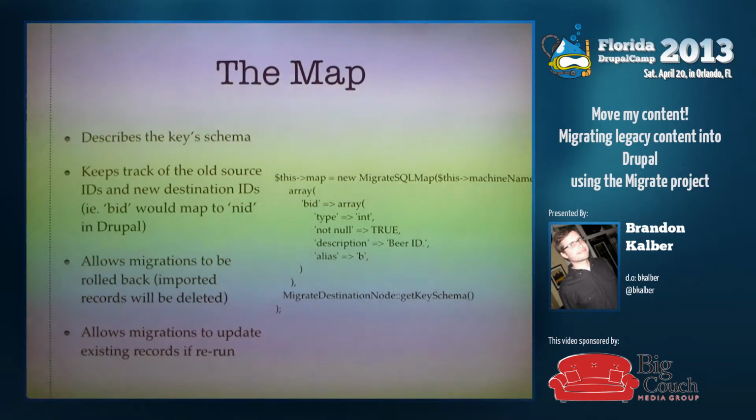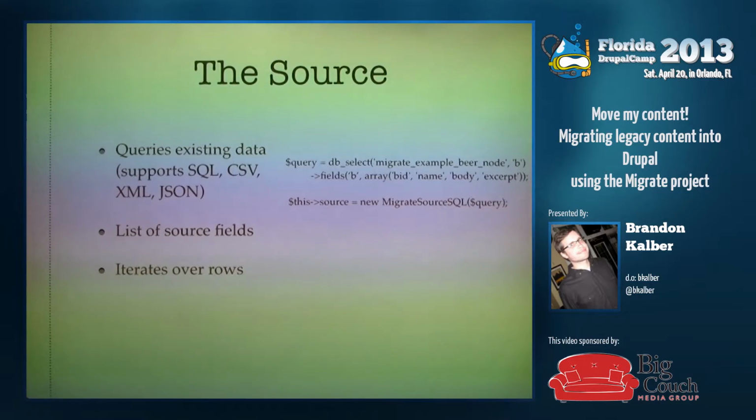So next, a little bit about the source. The source is responsible, that's basically what's going to query your data. As I mentioned, it supports SQL, CSV, XML, and JSON. And in the Migrate examples module, there are examples of all of those. So if you want to learn more, just download the module and play with it there.